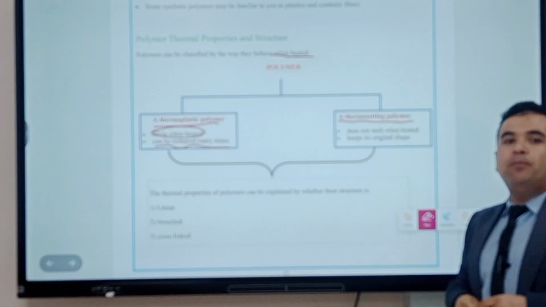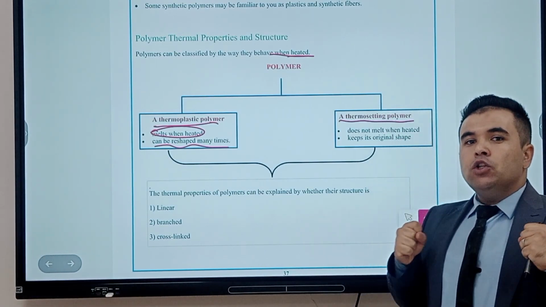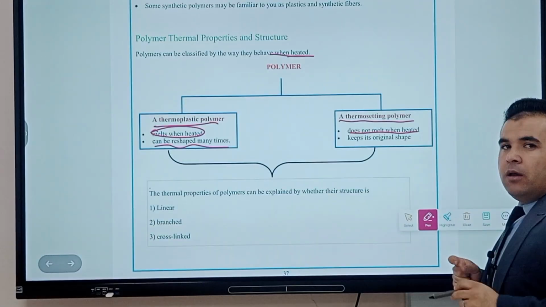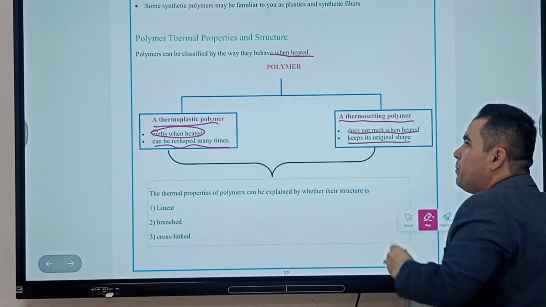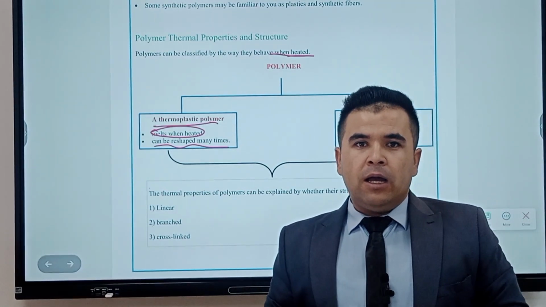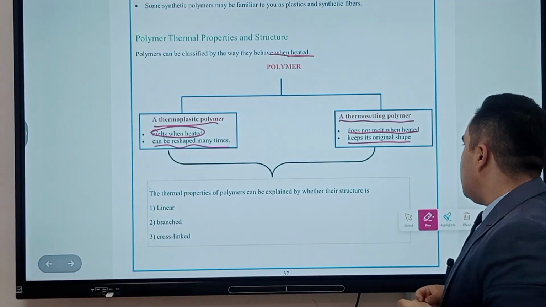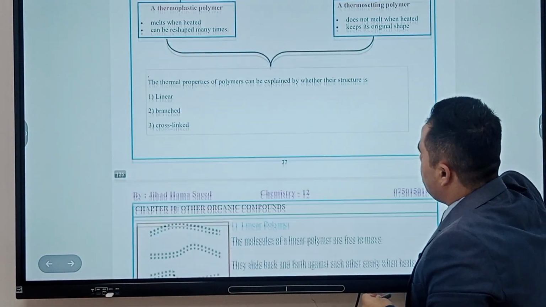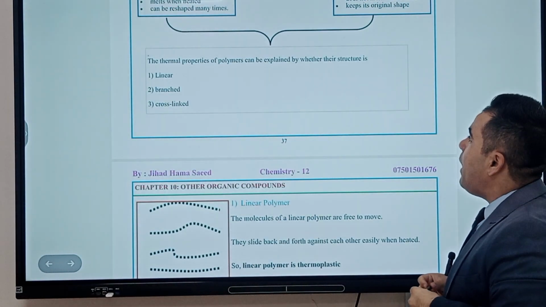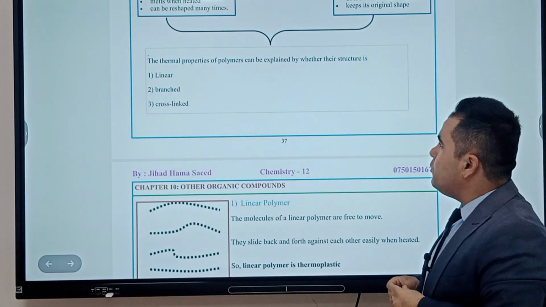But the thermosetting polymers are those types of polymer that have a rigid structure and are durable to heat. They do not melt easily when heated and keep their original shape. This is usually used for the electricity sockets in order to not melt under high pressure when we heat the compounds.